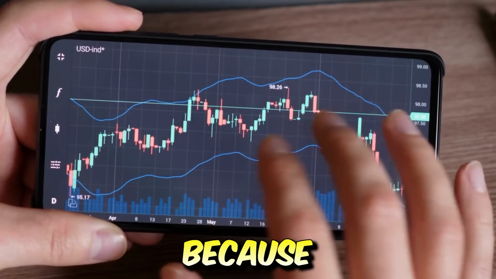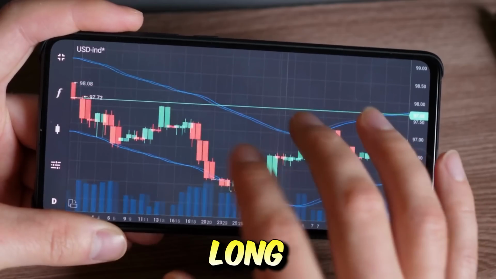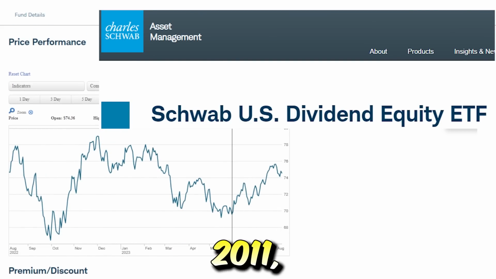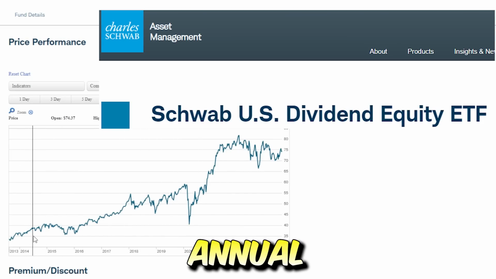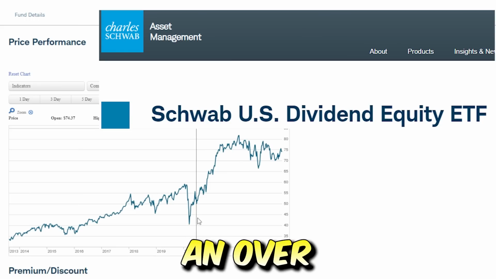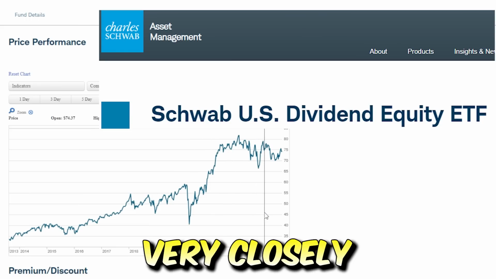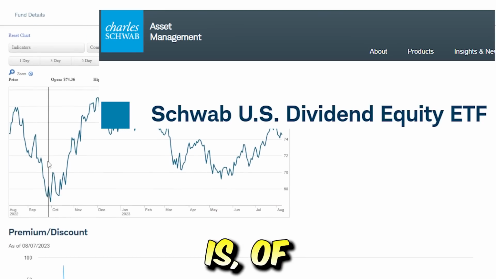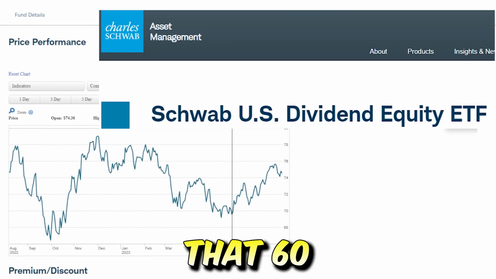And this is of course because the fund has a convincing long-term investment record. Since the inception of SCHD back in October 2011, the ETF has achieved an average annual return of around 12 or 13%, and over a 10-year period, very closely matched the return of the Dow Jones US Dividend 100 index, which is of course the benchmark index that SCHD tracks.